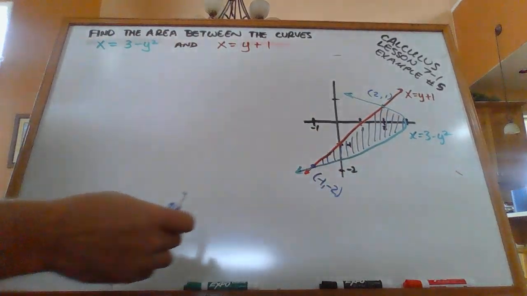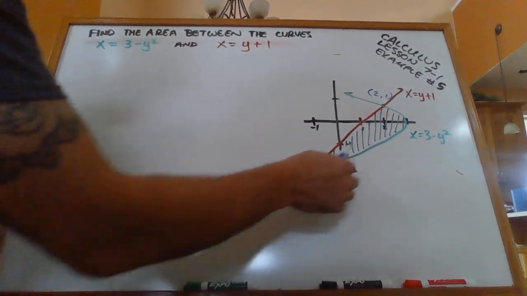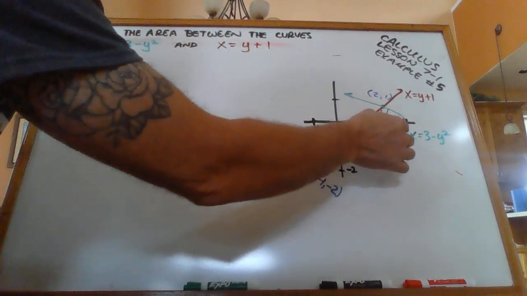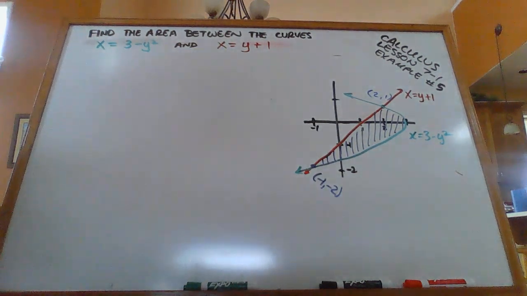This isn't going to work, because you're going to find the area of this part right here. You're going to leave off this out here. So what we need to do on this, since it kind of curves back on itself, is, instead of finding the integral with respect to x, find the integral with respect to y.